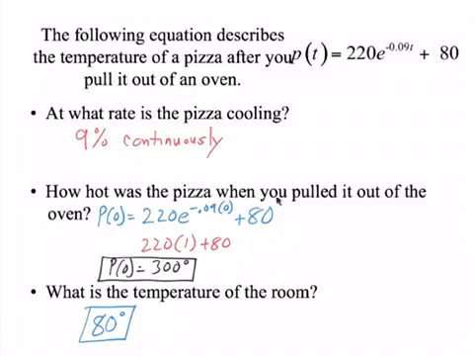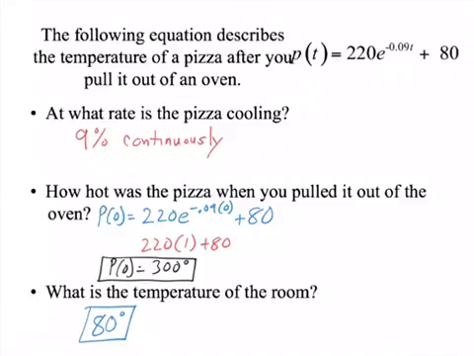How hot was the pizza when you pulled it out of the oven? Well, when you pull it out of the oven, that would be t equals 0. So I've simply put 0 into the function. When I put in 0, this right here becomes e to the 0, which is 1. So I do 220 times 1 is 220, plus 80 is 300 degrees. That's a really hot pizza. There's probably a problem there, but okay, we'll just go with 300 because that is how the calculations work, even though it's not very realistic.